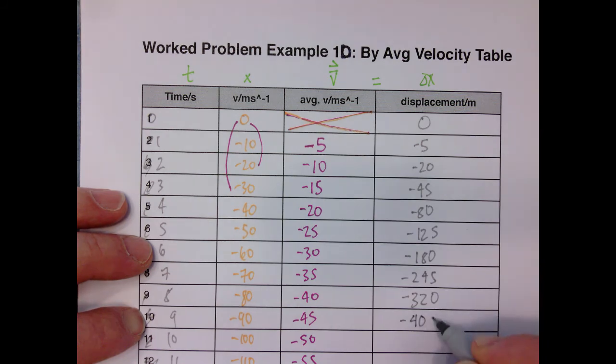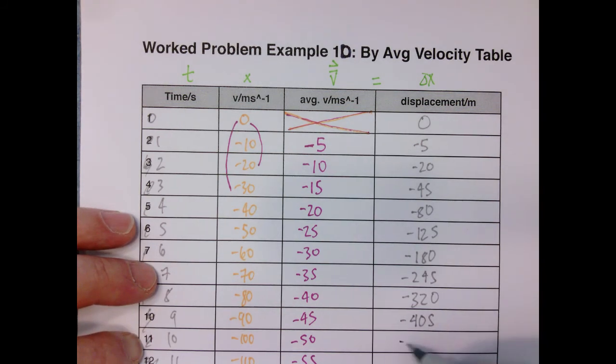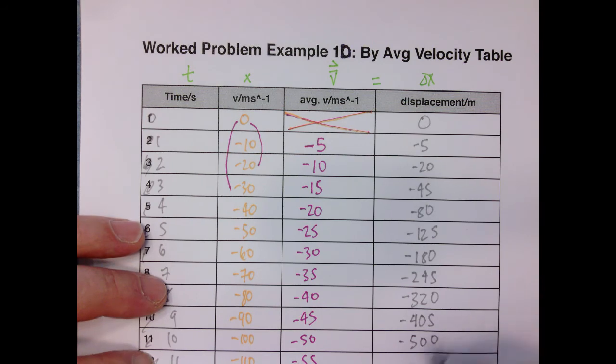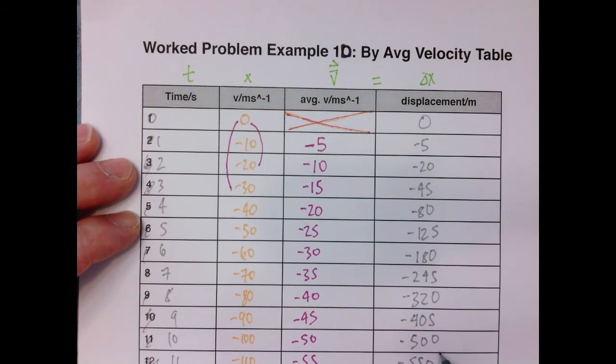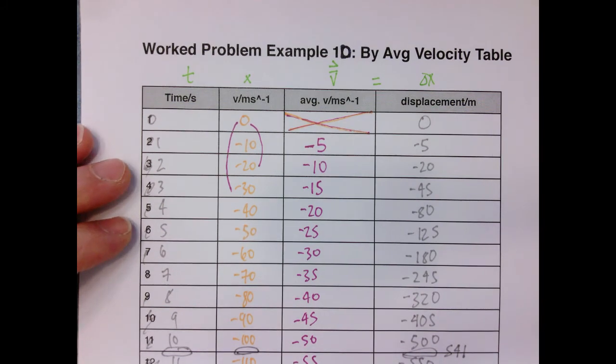After 9, 405. This minus 500. And here we have minus 550. So we could see then that the impact time would be between 10 and 11 seconds, because we have 541 as the target, and that the impact speed would be 100 and 110.